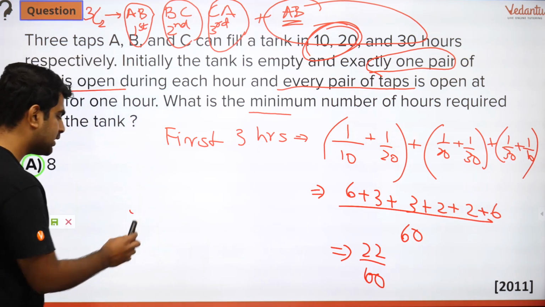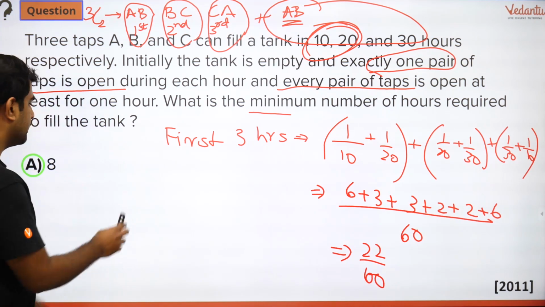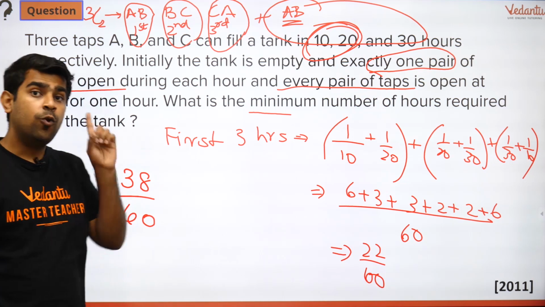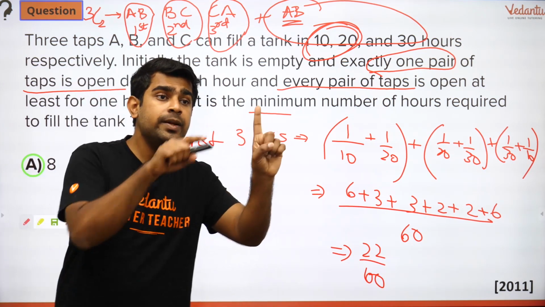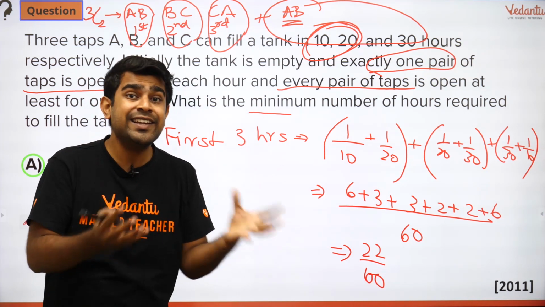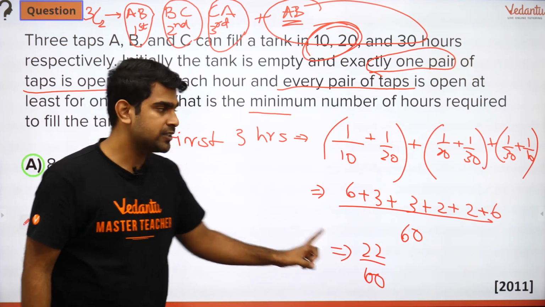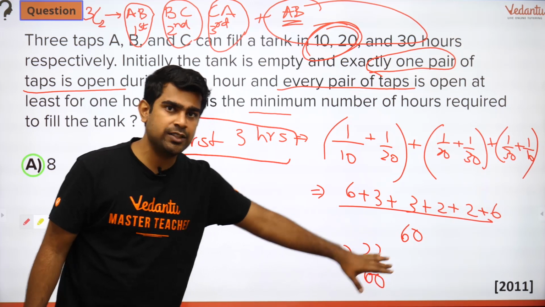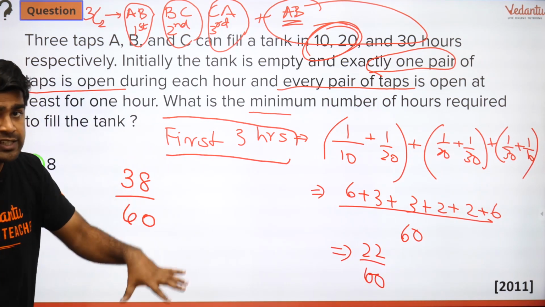So how much portion is left out? The left out portion is going to be 38 by 60. Because the whole portion, that is the full tank, is 1. 1 minus 22 by 60 will be the remaining portion that is not filled after 3 hours. This is till 3 hours, right? So till 3 hours, 22 by 60 is filled. 38 by 60, the unfilled portion, has to be filled now.